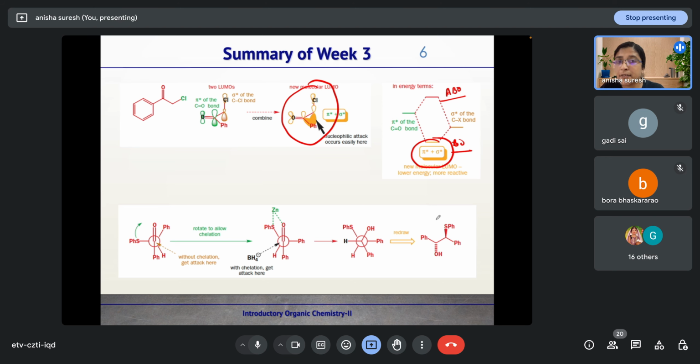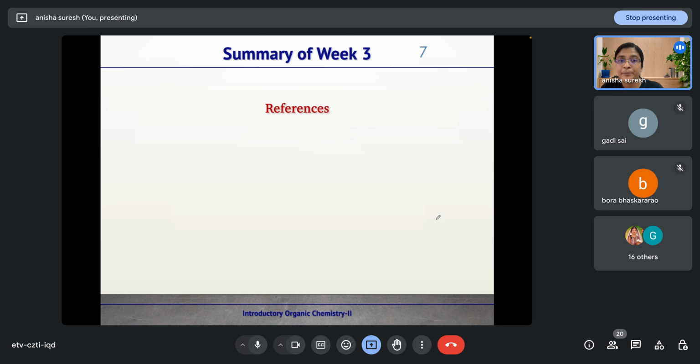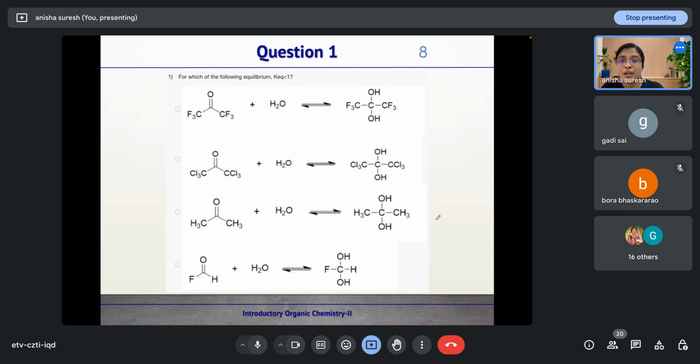So this is what was discussed in module 3. For references, you can follow Clayden Organic Chemistry chapter 6 and chapter 34. Now coming to the first question. For which of the following equilibria is K equilibrium less than 1? So different carbonyl compounds are given and a hydration reaction is shown. Out of these four options, in one case K equilibrium is less than 1. So which is that case?